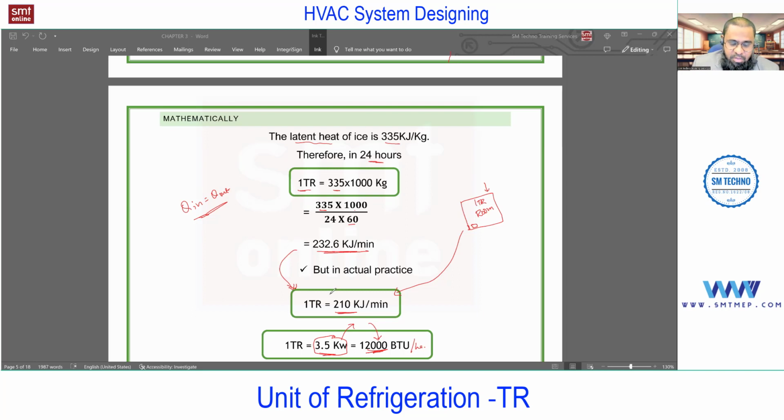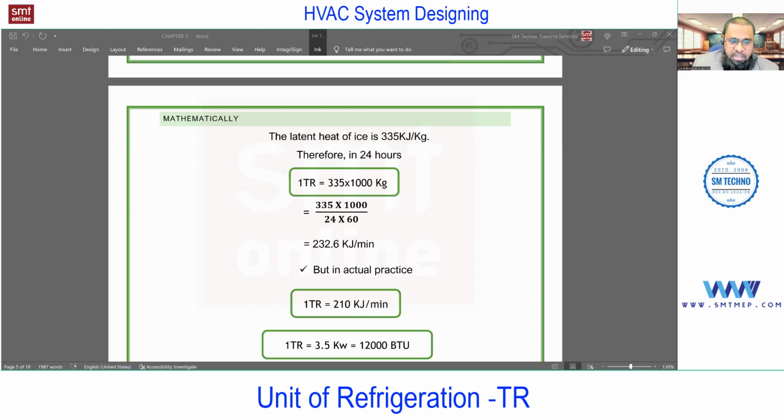So remember, for example, if I consider a 1 ton split AC, 1 ton split AC means it can extract 3.5 kilowatt heat, and this kilowatt is mechanical. And for that, the electrical kilowatt can be 1.2 to 1.4 kilowatt. That is the electrical consumption. So electrical kilowatt is different, mechanical kilowatt is different. So this is mechanical kilowatt, not electrical kilowatt. Remember this. We'll use it at the time of calculation.